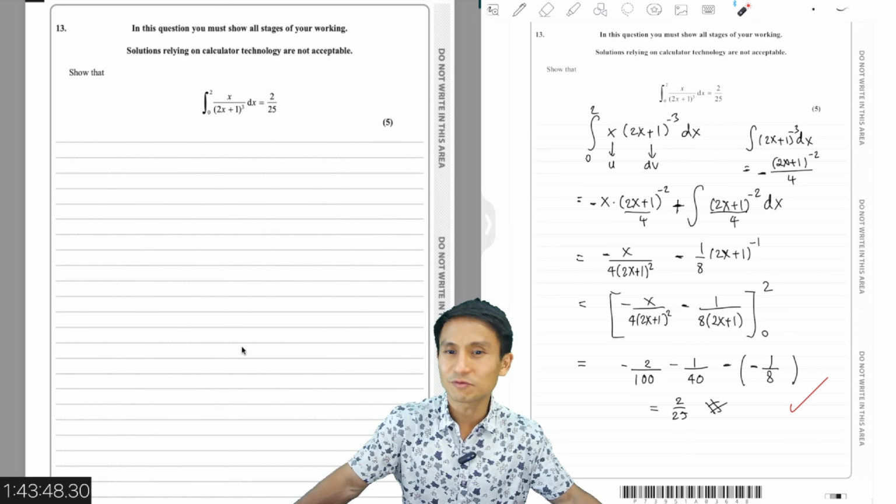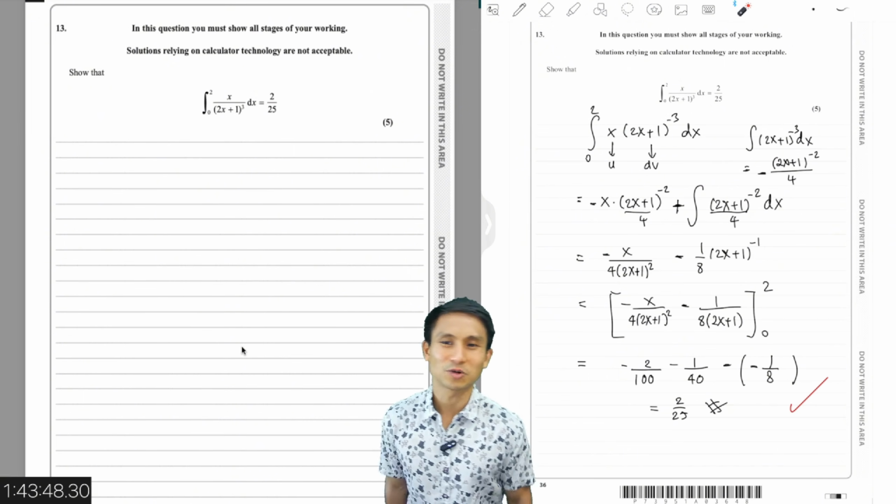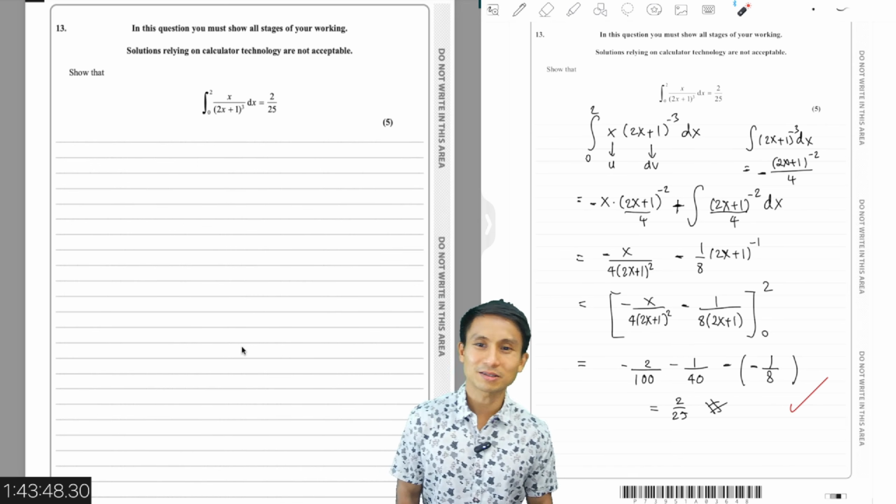Substitution, that's going to give you quite some work compared to by parts. Reverse chain rule, I don't think it works here. No, it doesn't work. Yeah, I think by parts is the best one here.